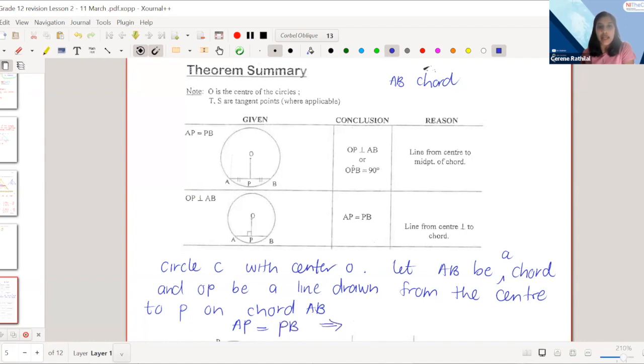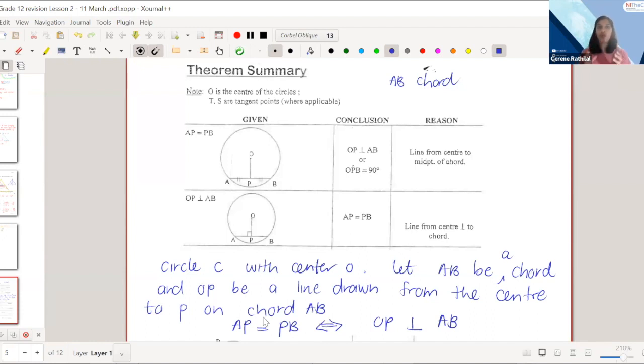then it implies in the first instance that the line OP is perpendicular to the line AB, right? But in the second instance, if you start off by knowing that OP is perpendicular to AB, then you can conclude that AP is equal to PB. So we have an if and only if statement.